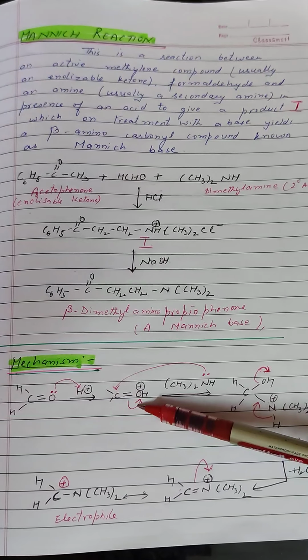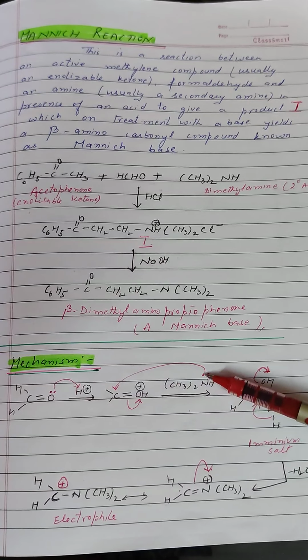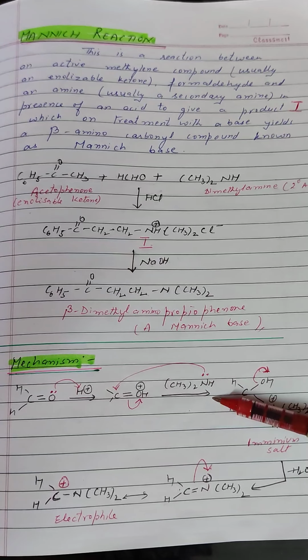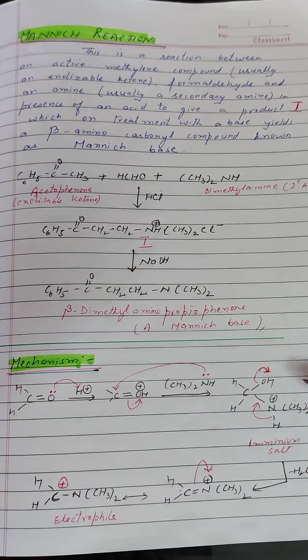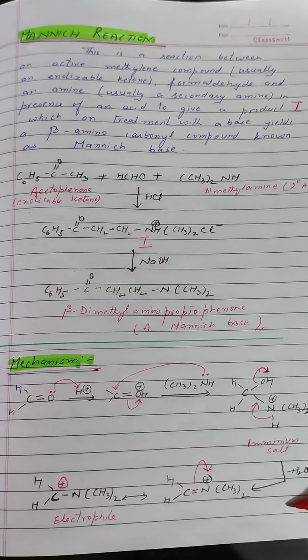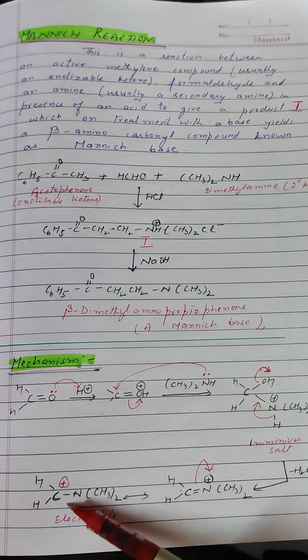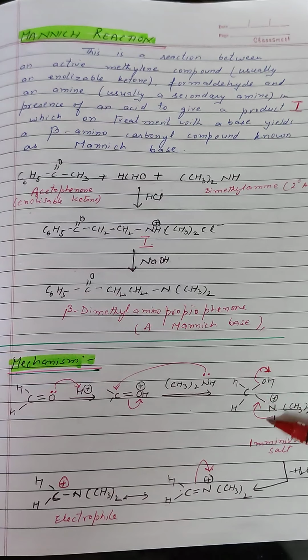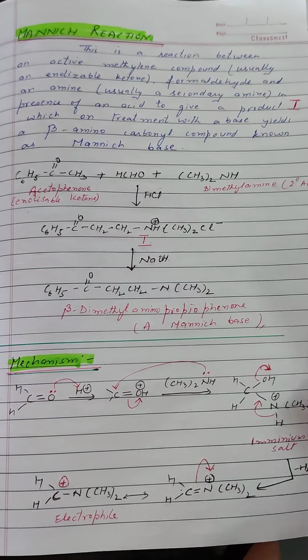Now this protonated formaldehyde is then attacked upon by the secondary amine, because here we have a lone pair of electrons on the nitrogen atom. The attack of secondary amine on protonated formaldehyde results in the formation of an iminium salt, as you can see here. Now this iminium salt then loses a water molecule and results in the formation of an electrophile, as I have shown here.